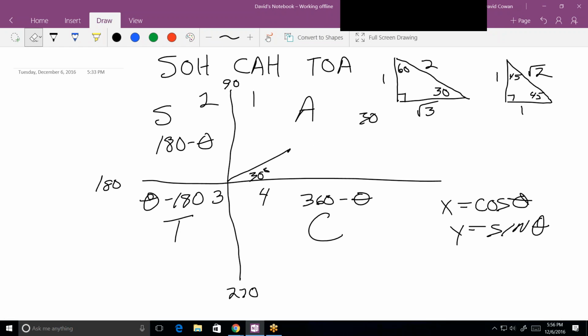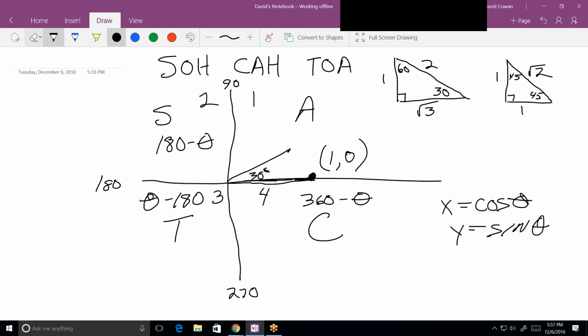Now let's talk about the quadrantal angles. 0 degrees is a quadrantal angle. If I go to the end of that ray, what are the coordinates on that point for my unit circle? 1, 0, right? Now tell me what the cosine of 0 degrees is. The cosine of 0 degrees would be 0.